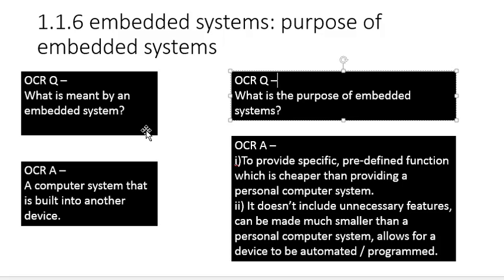1, to provide a specific predefined function which is cheaper than providing a personal computer. In other words, it doesn't include unnecessary features, which makes it smaller than a PC, allowing for the device to be automated or programmed. Arguably also making it more memory and cost efficient as well as energy efficient.